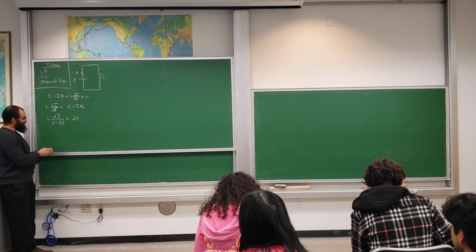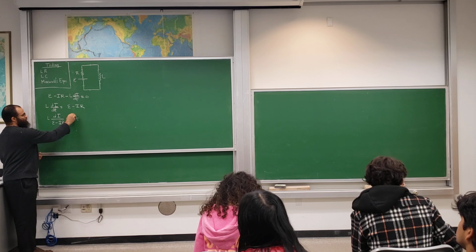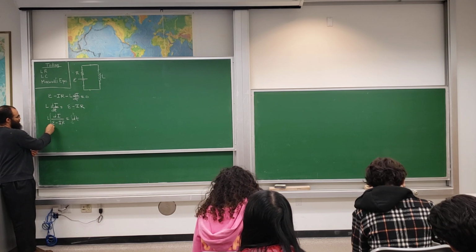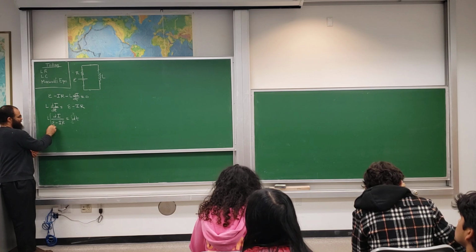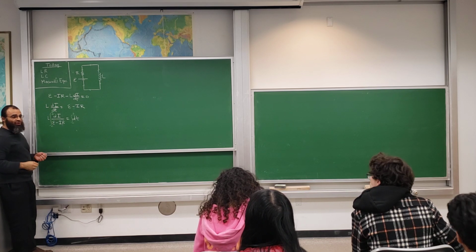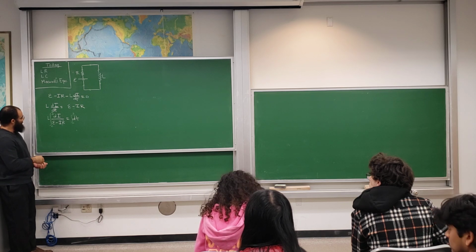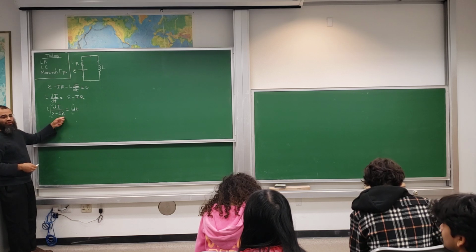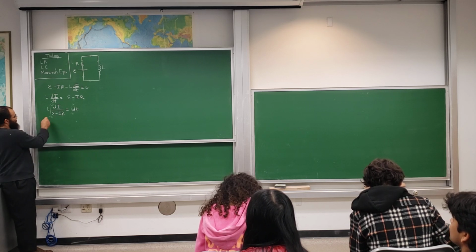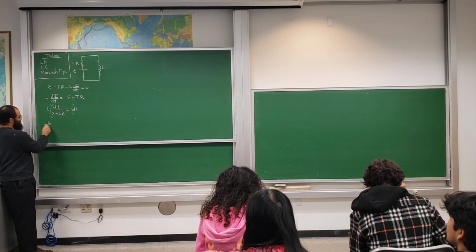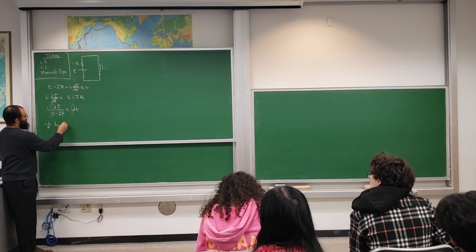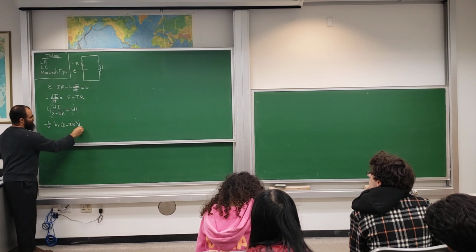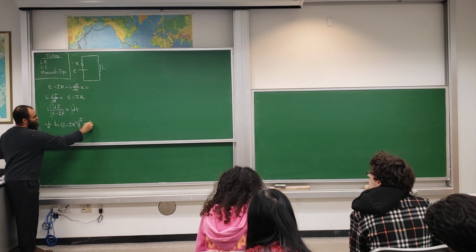Then we need to integrate everything. Time goes from 0 to some final time t. On this side, the current initially starts at 0, and then it grows to some current I. This integral is a natural log, but the chain rule gives you a minus 1 over R. So you get minus L over R, natural log of E minus IR, evaluated between 0 and I. On the right side, you just have t.